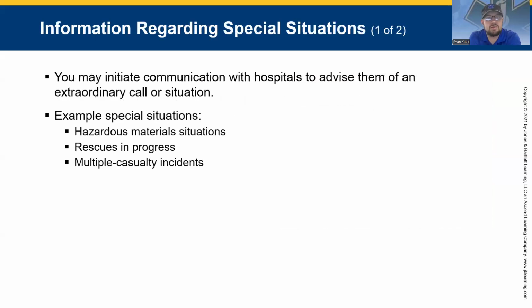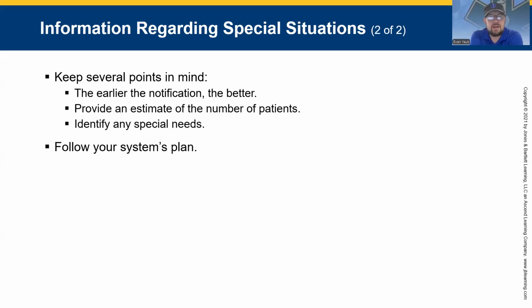Information regarding special situations. You may initiate communication with hospitals to advise them of an extraordinary call or situation. Examples of a special situation: hazardous material situation, rescue in progress, multiple casualty incident. These are the things we want to call ahead and go, hey, heads up, this is what's coming, so they can get everything they need ready. Keep several points in mind. The earlier the notification, the better. Provide an estimate of the number of patients. Identify any special needs. Follow your system's plan.